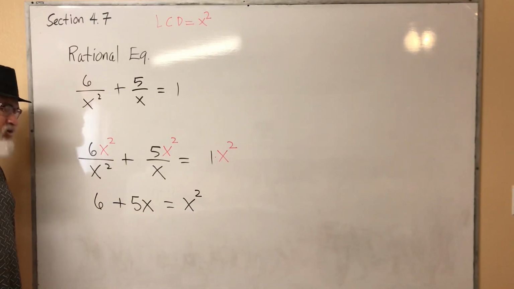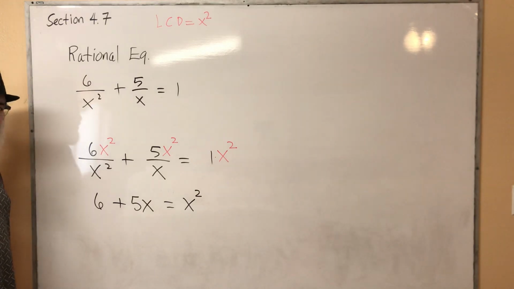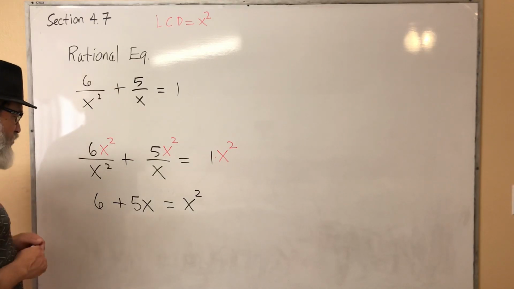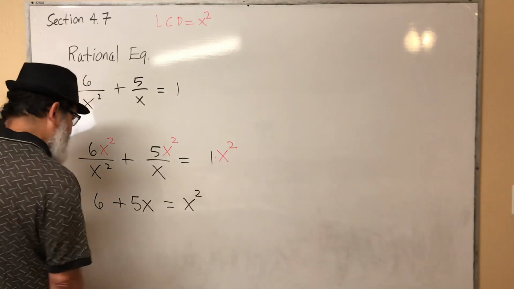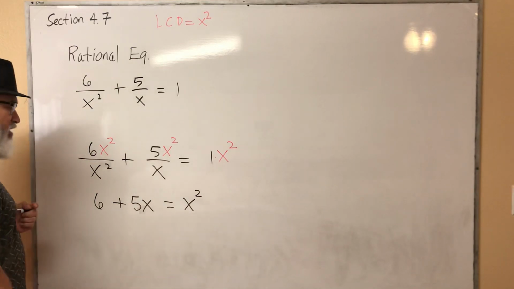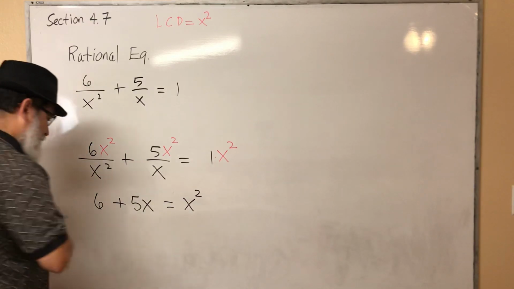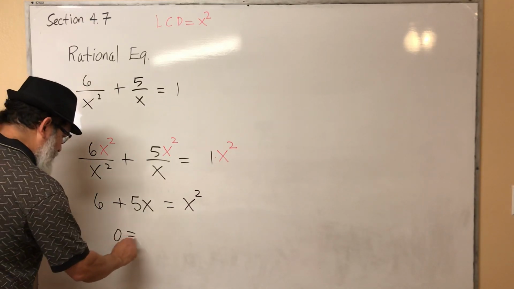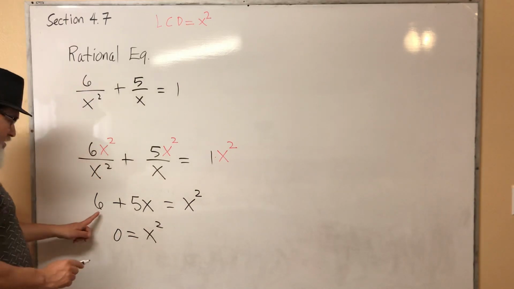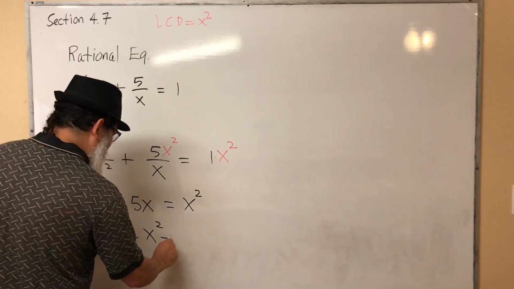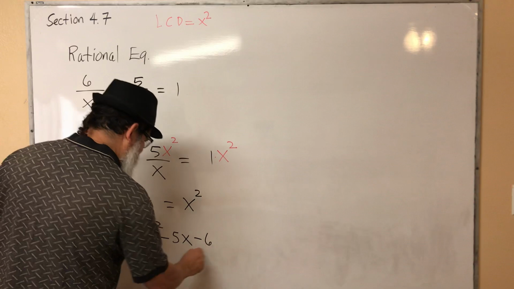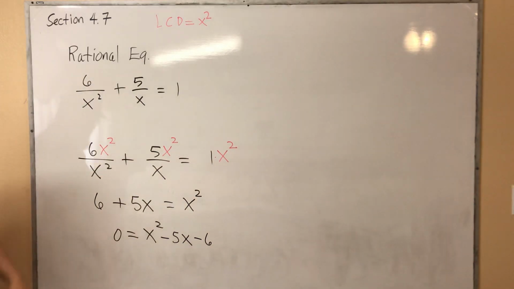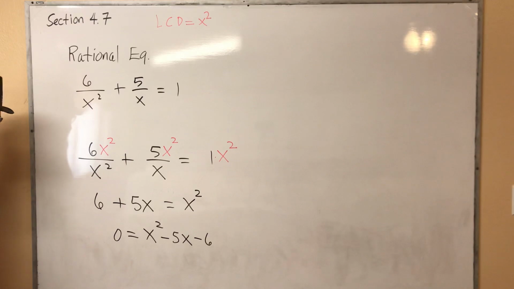That's a quadratic equation. So we have to set it equal to 0 to solve this quadratic equation. So therefore, set it equal to 0. What I'll do is bring this 6 to the right and 5x to the right. Subtract 6 and subtract 5x from both sides. So 0 equals x squared, bring this to the right, minus 5x, bring this to the right, minus 6. And there it is.